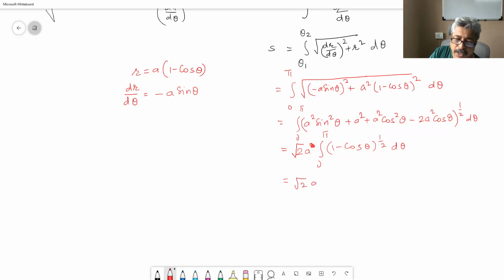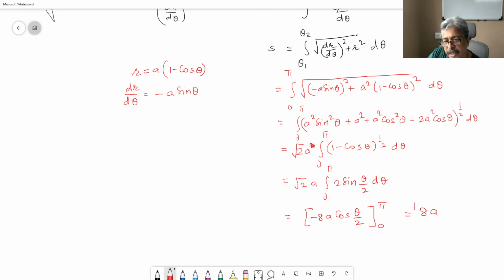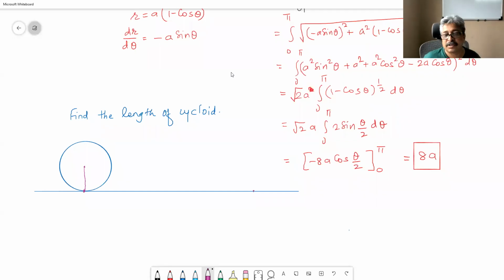So root 2a integral 0 to pi 2 sin theta by 2 d theta which is equal to minus 8a cos theta by 2 to be evaluated between 0 to pi which is equal to 8a. That is the length of your curve, 8a, length of cardioid. Okay, so for the earlier problem, the answer is 8a.